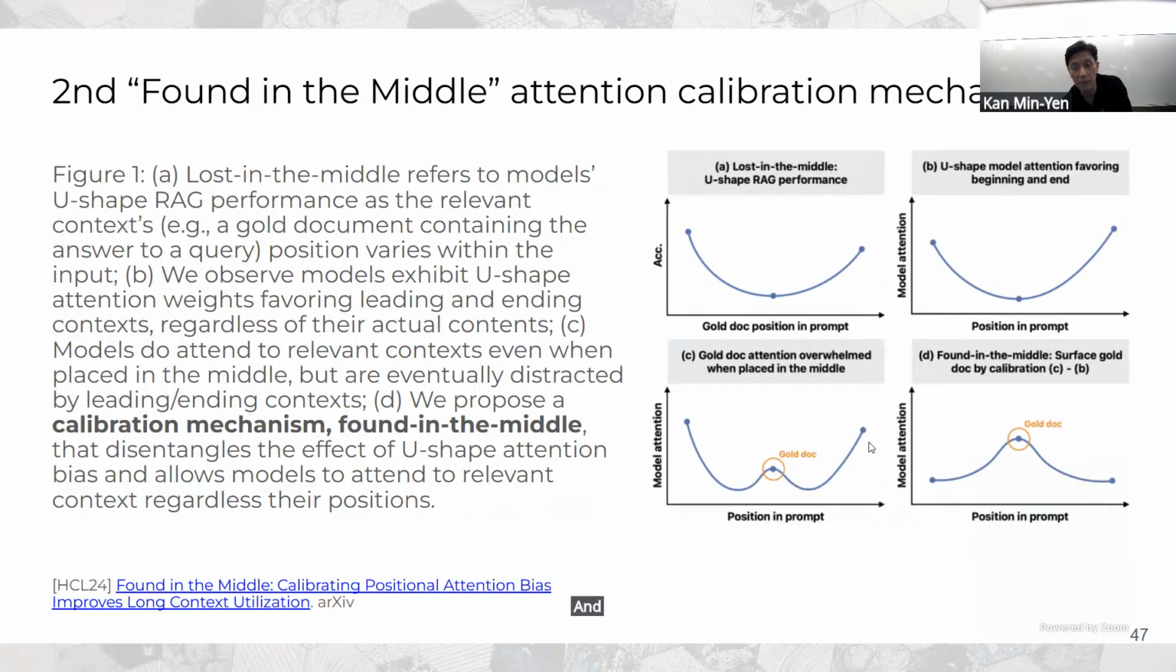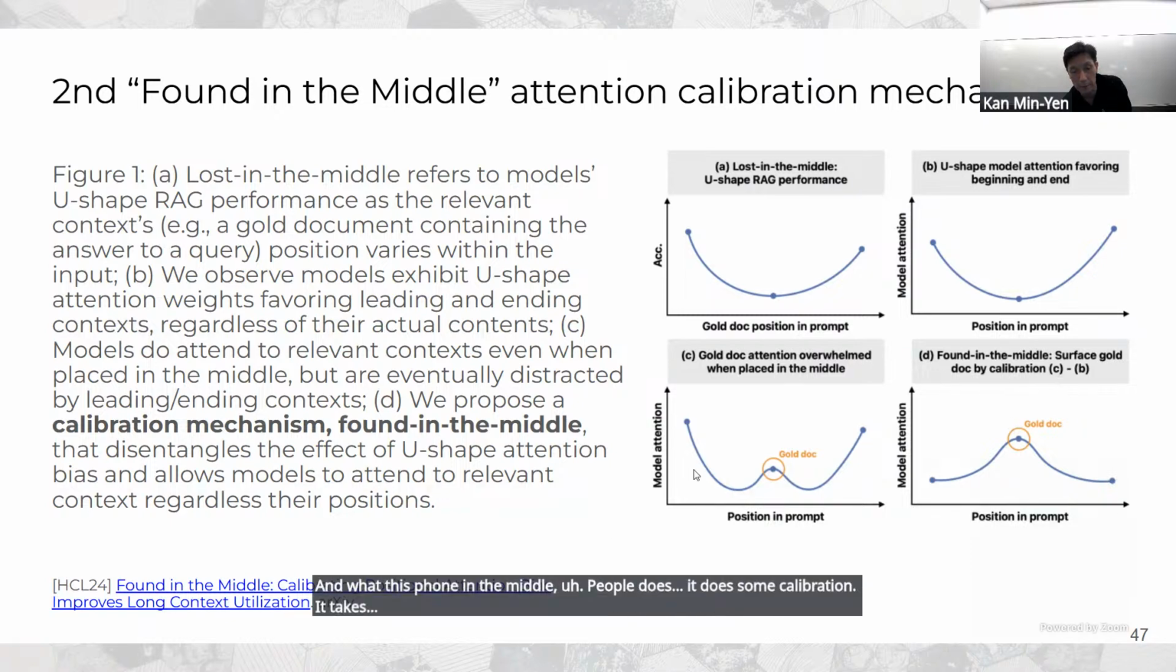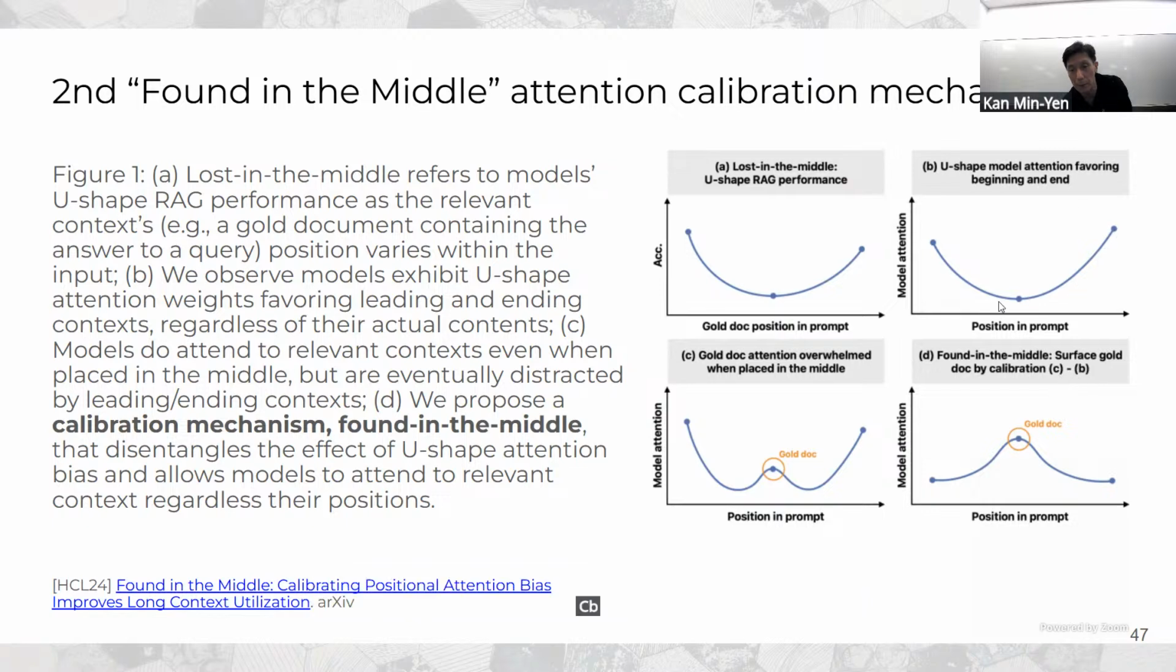And what this Found in the Middle paper does is that it does some calibration. It takes C, which is this W-shaped curve. C minus B, where B is the bias, and you get the more accurate result, which allows the LLM to pay the most attention to the whole document.